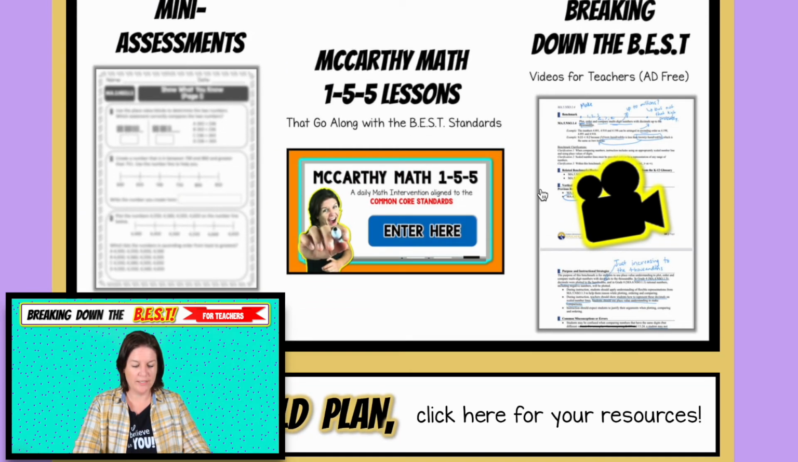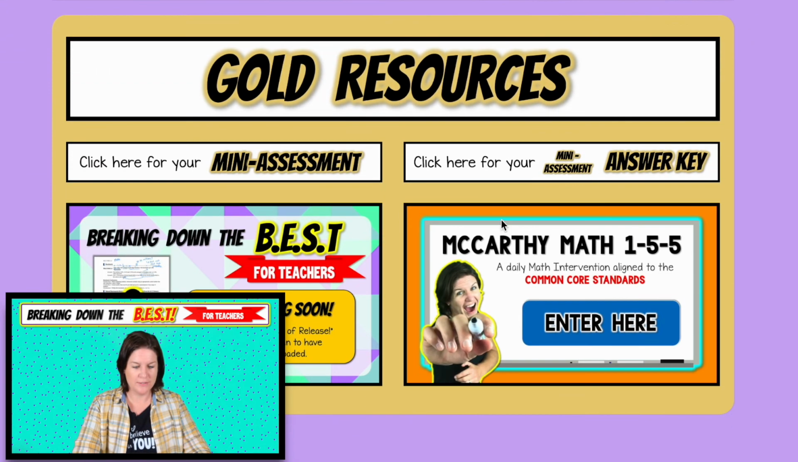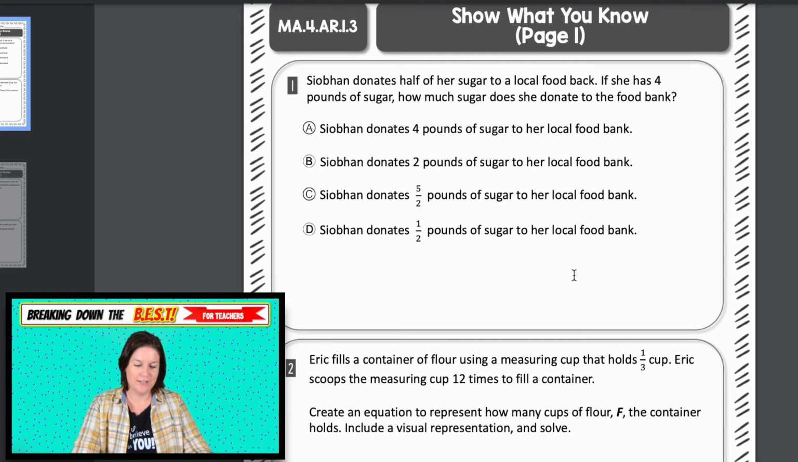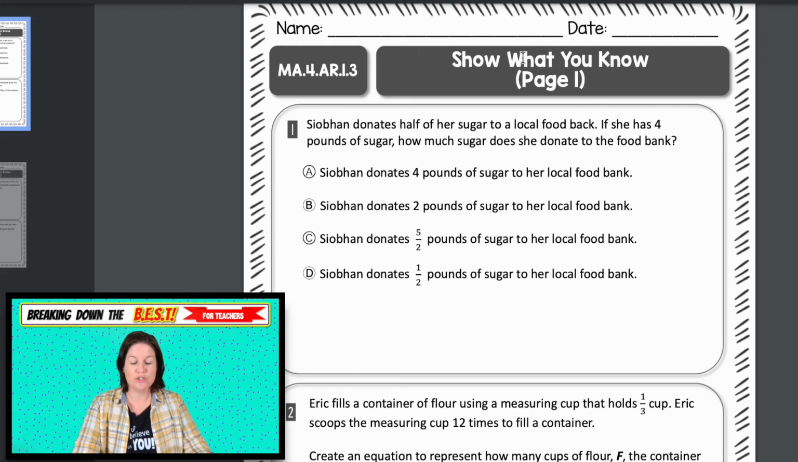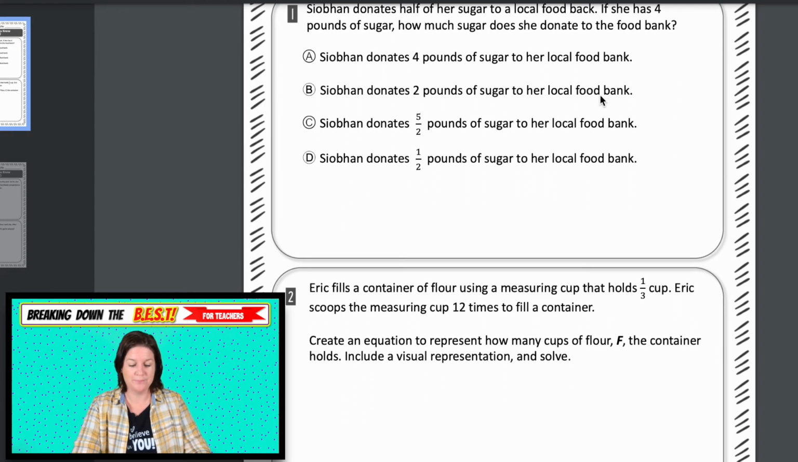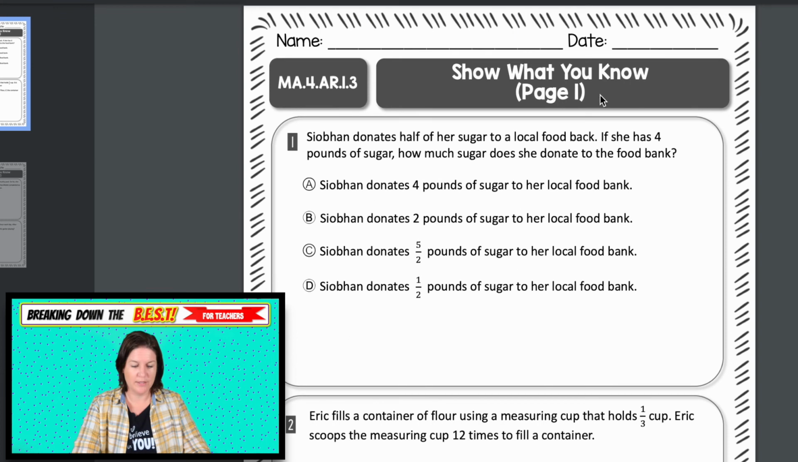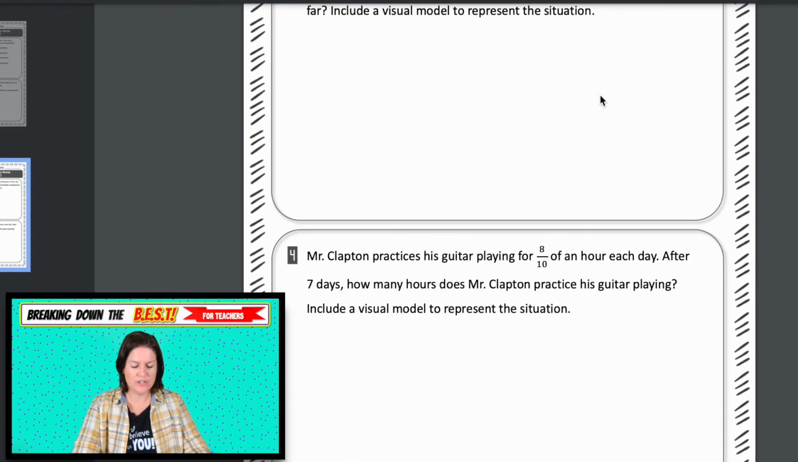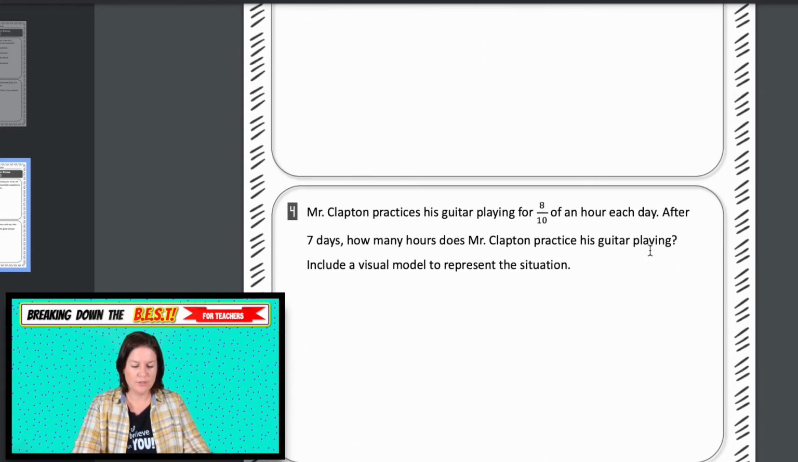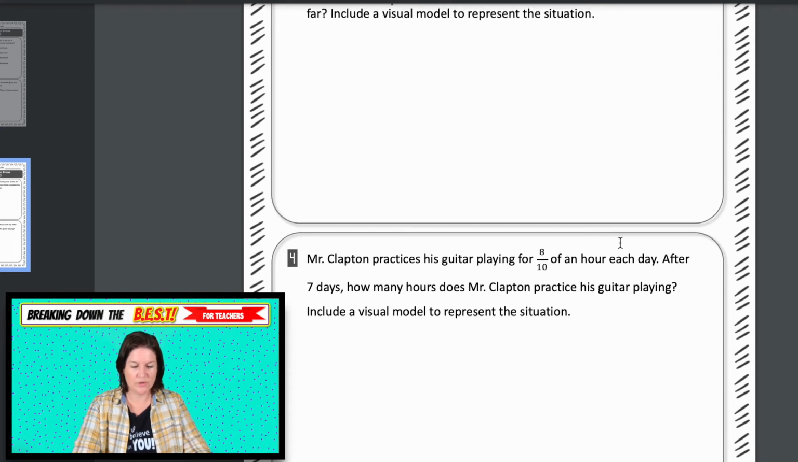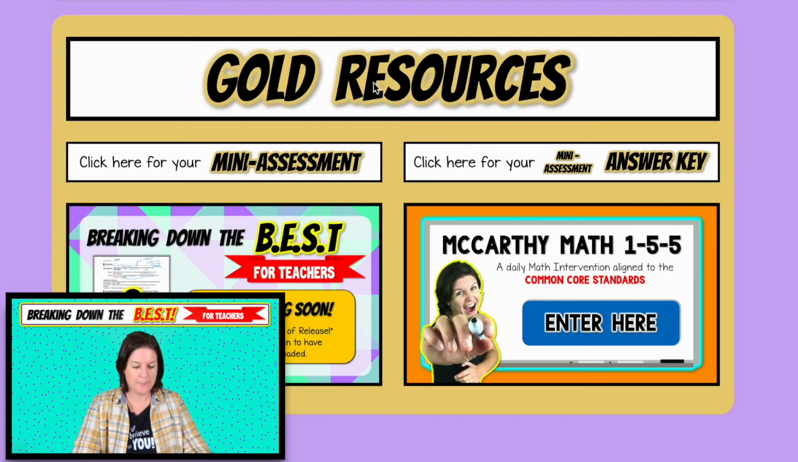You have the gold plan, you have more, you have the mini assessment. You can see the mini assessment just says show what you know, so it can be extra practice, it can be a practice test, it can be a mini assessment if you choose to use it like that, however you want. But there's about 4 to 5 problems for each mini assessment. These are pretty heavy with work, so there's 4 problems there.